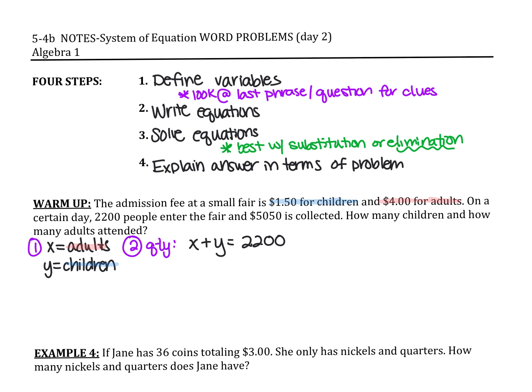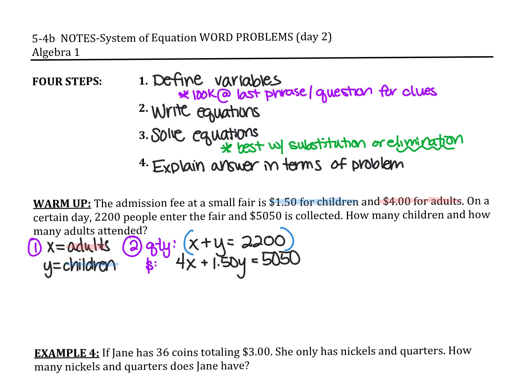And I see there's an expression that says $1.50 for children and $4 for adults. So when we talk about the money part of this, which will be my next equation, the amount you spend per adult would be 4 times X plus 1.50Y equals, and the total amount collected is $5,050. All right, this sets itself up very nicely for elimination.